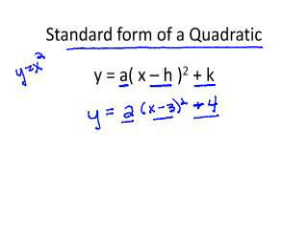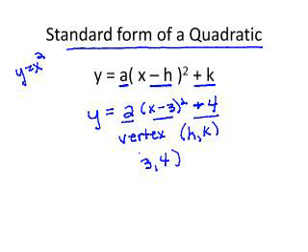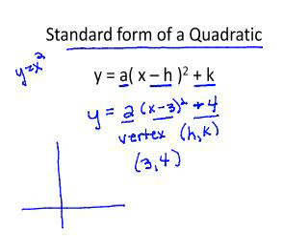Okay, so when you look at this, you can tell what the vertex of your parabola is. And your vertex is at the point (h, k). So on this particular parabola, the vertex is at positive 3, positive 4. Okay, so if you were drawing a graph of it, instead of the vertex being at the origin, you go to the right 3 and up 1, 2, 3, 4, and this is the vertex.